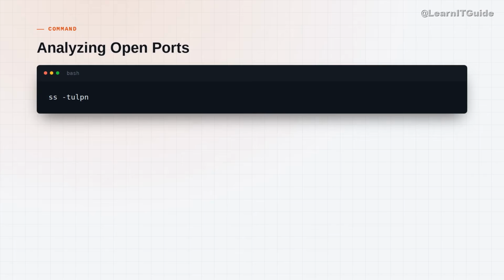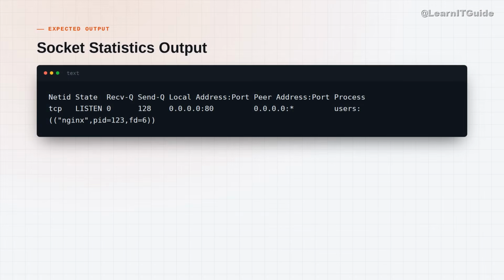When you need to find out what is listening on a port, forget netstat. The ss command is much faster. We use the flags t for TCP, u for UDP, l for listening sockets, p for the process name, and n for numeric addresses. This tells you exactly which service is bound to which port. Look at this output. It clearly shows the Nginx process ID 123 is listening on port 80. If your application cannot bind to a port, this command will immediately show you if another process is already hogging that socket, saving you the headache of guessing.